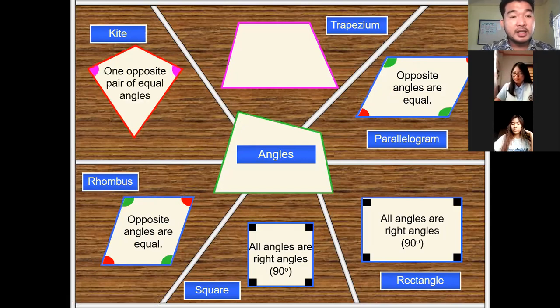How about with respect to kite? One opposite pair of equal angles. Isa lang. Isa lang yung magkamukha sa kanila. Ito yon. Okay? So yung magkatapat lang na yon yung equal, but these two they are not equal angles. Okay? So that's the difference. Kahit ang pinag-uusapan natin, iisang pares lang ng equal angles ang mayroon sila.